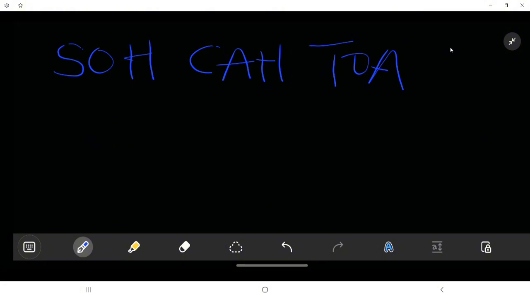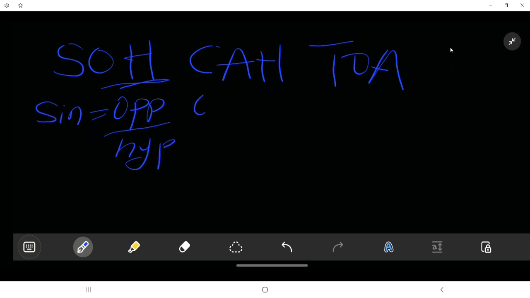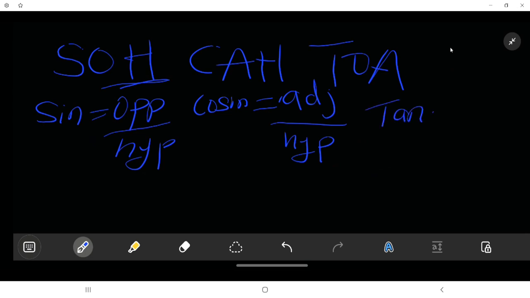Okay, so how do you know when to use this? This is representing sine, which is opposite over the hypotenuse, while this is representing cosine, or you call it CAH, which represents adjacent over the hypotenuse, and this is our tan, which is representing opposite over adjacent.